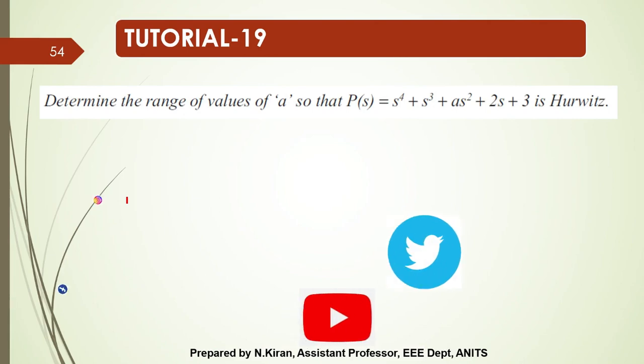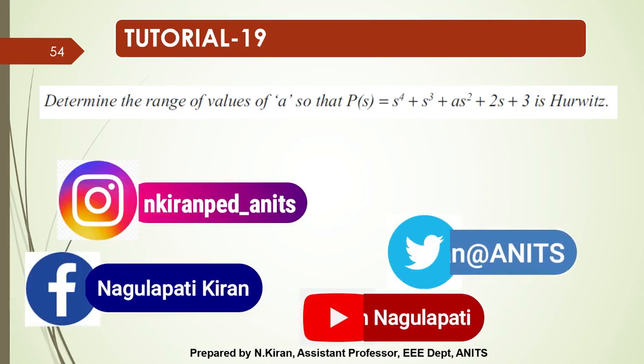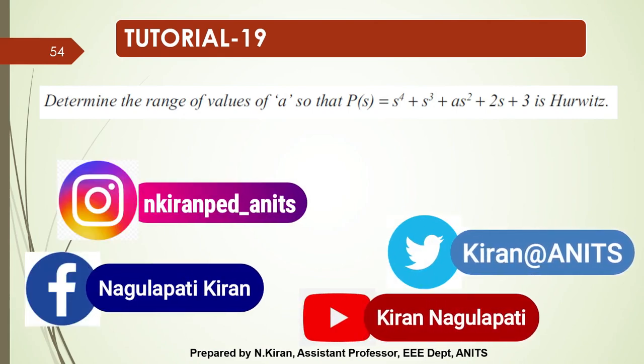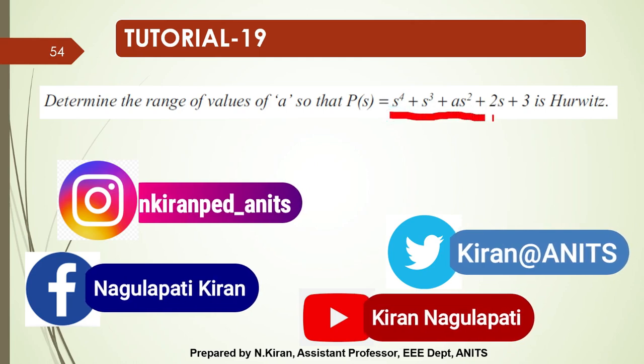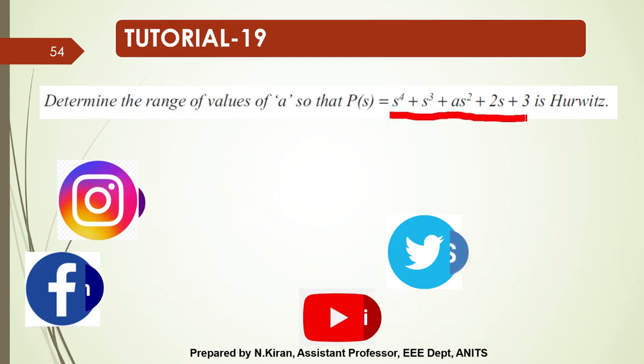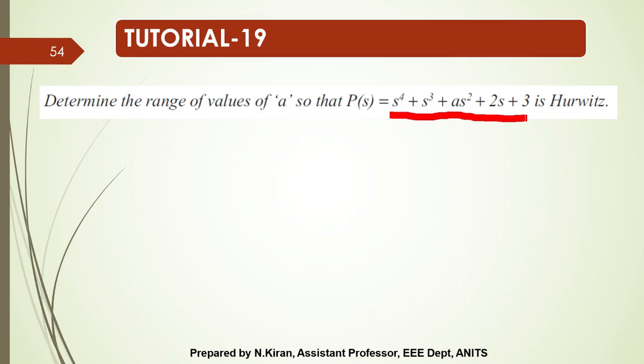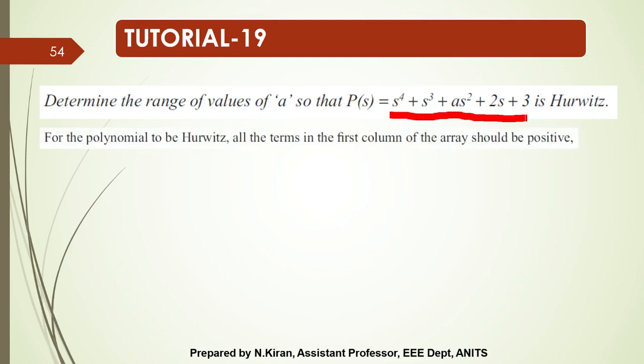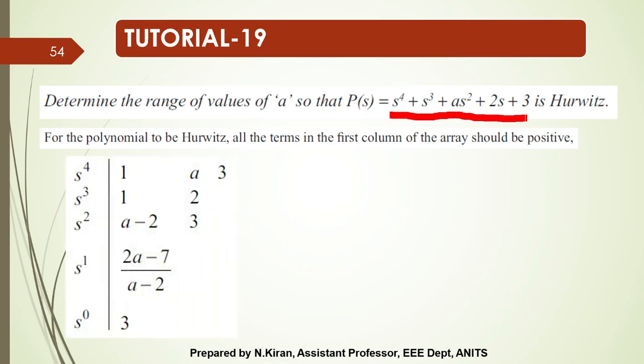In the 19th tutorial, determine the range of the values of a such that the given polynomial s^4 + s^3 + as^2 + 2s + 3 is Hurwitz. So the condition is given that the polynomial is Hurwitz, and we have to determine the range of the values of a. We know that for this polynomial to be Hurwitz, the terms in the first column of the Routh table should be positive.